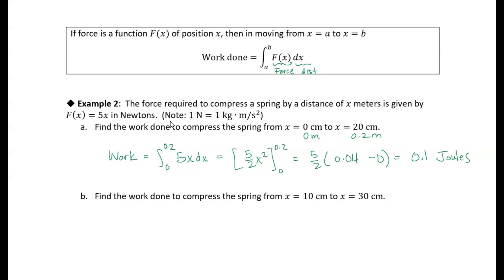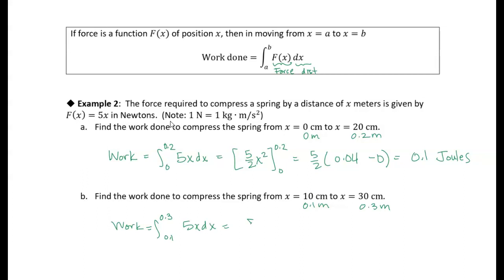And in part B, we're asked to find the amount of work done to move the next 20 centimeters. Well, I guess it's not the next, is it? We're going from 10 to 30. Okay, so it's another 20 centimeters, but in a different range of distance. So the work is just again going to be the integral, but we have to convert these to meters. So this is going to be 0.1 meters and 0.3 meters. So watch your units. That's important. The work is equal to the integral from 0.1 to 0.3 of the same 5x dx.